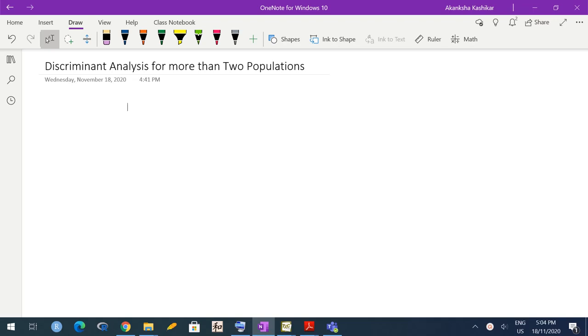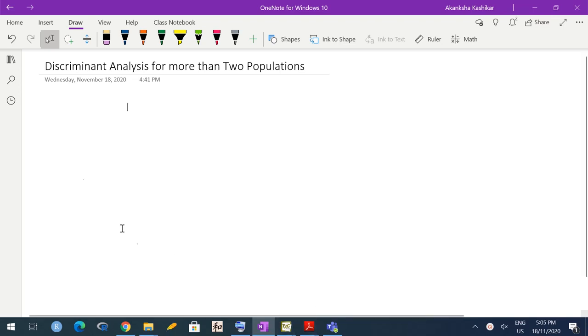Hello everyone. So far we have always discussed discriminant analysis when there are only two populations. So we tried to find a rule to classify an observation in one of these two populations. Today we'll be discussing the case where we have more than two populations.